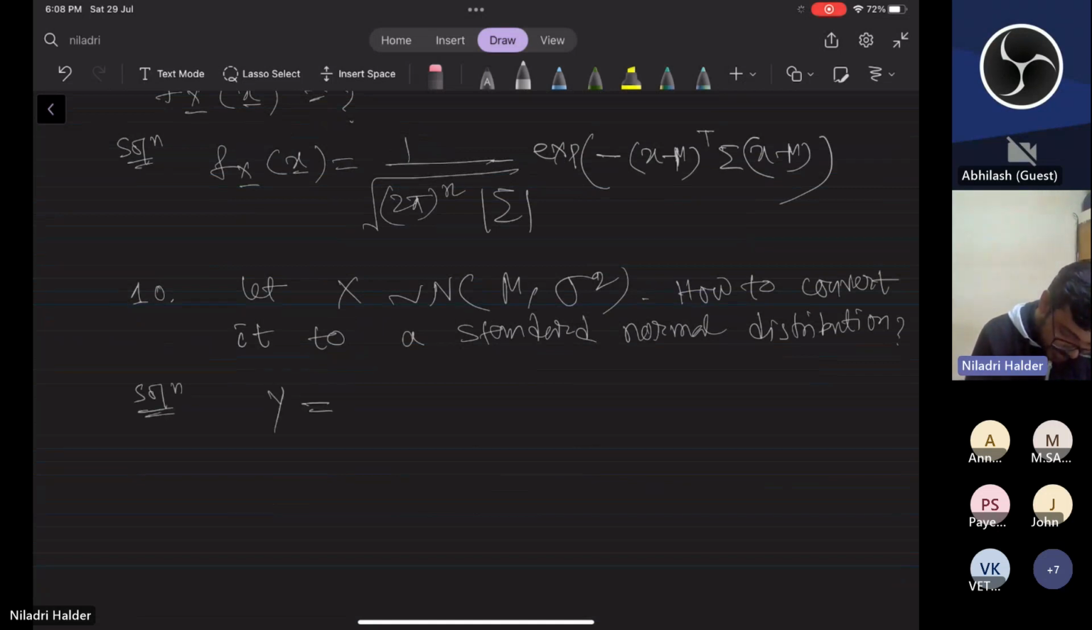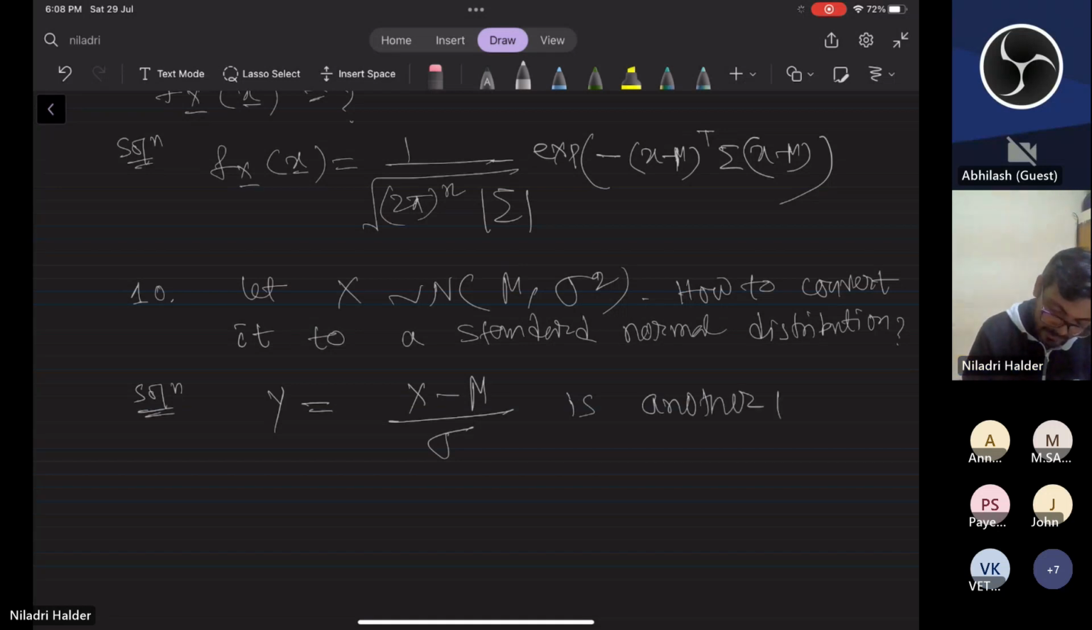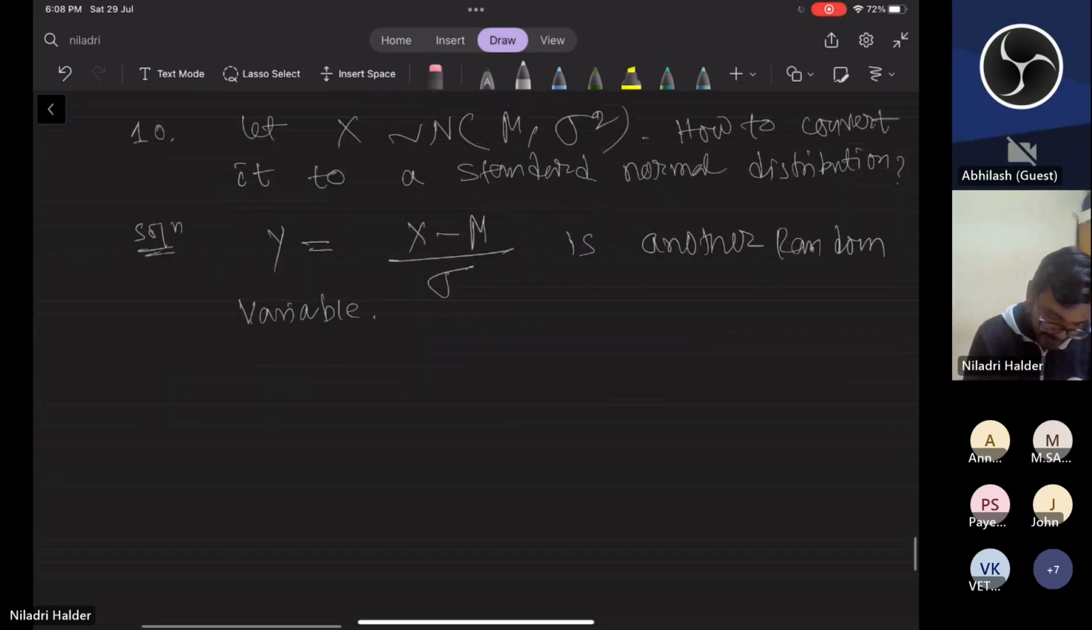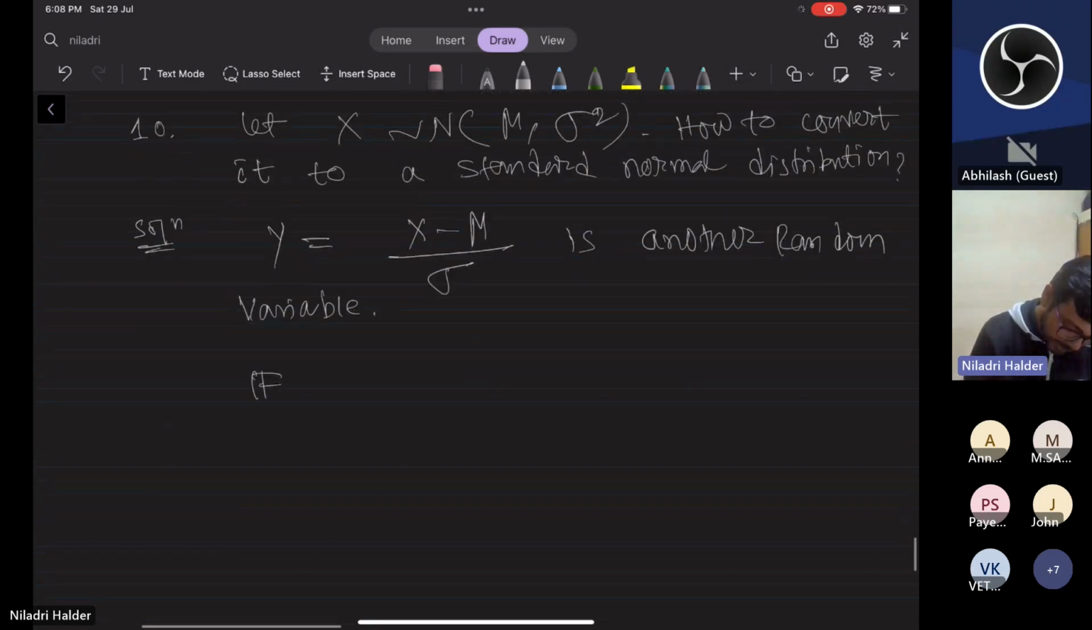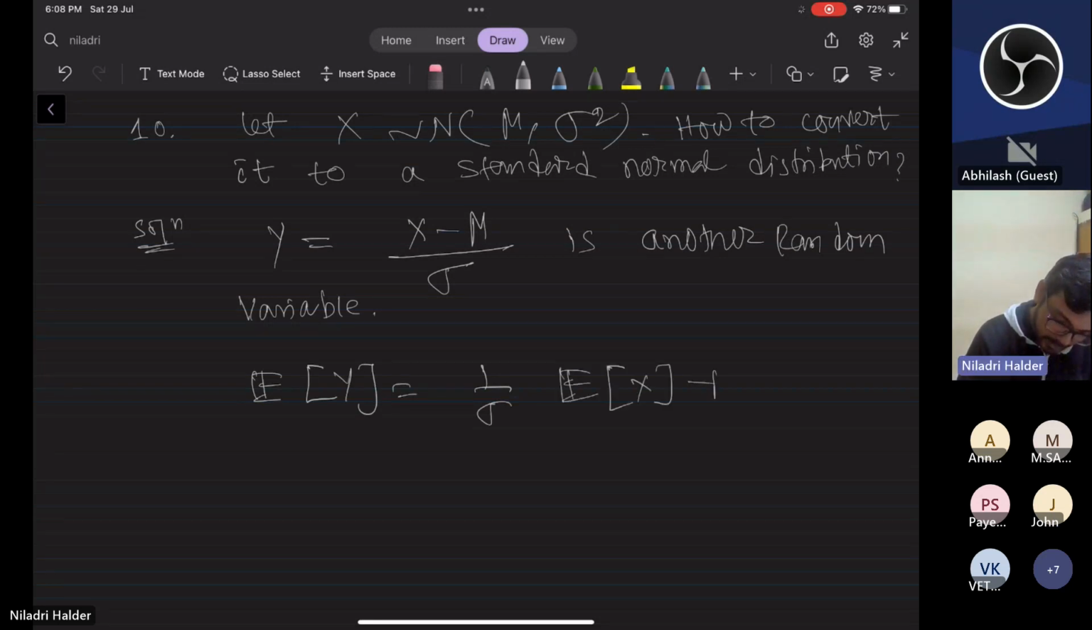So let y be another random variable, that is y equals x minus mu by sigma. Then if we find the expectation of y, that will be 1 by sigma times the expectation of x minus mu. The expectation of x equals mu.